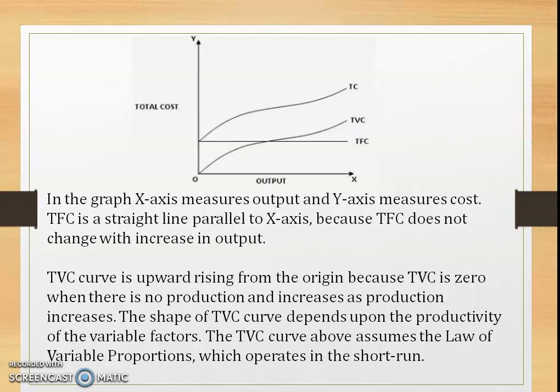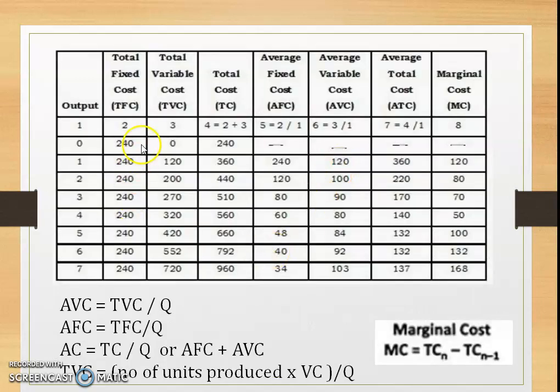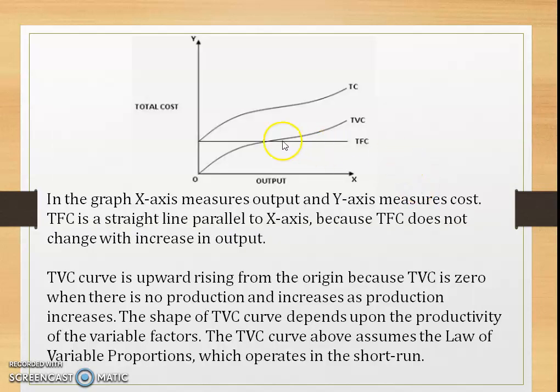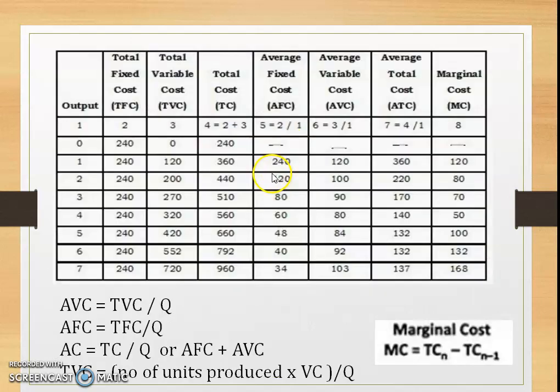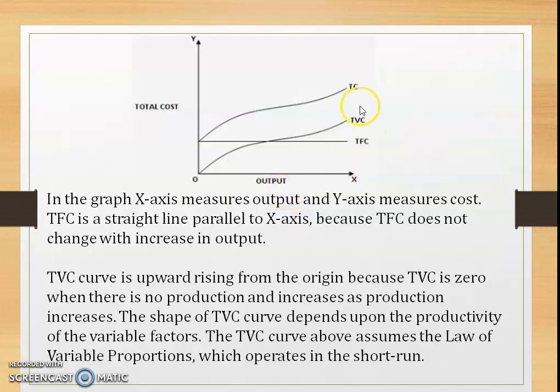Let's see the graphical representation, mentioning all the total costs. That is total cost, total variable cost, total fixed cost. Because the total fixed cost remains the same, everything is 240, right? So therefore it is a flat curve. So TVC increases, right? 120, 200, and TC also increases. Right? So that curve is increasing. Right? So in the graph, the x-axis measures output and the y-axis measures the total cost.